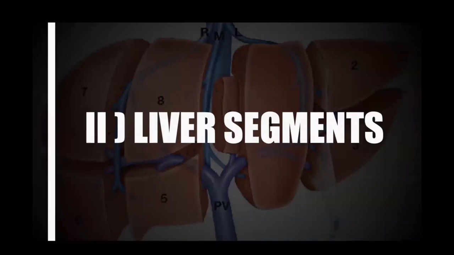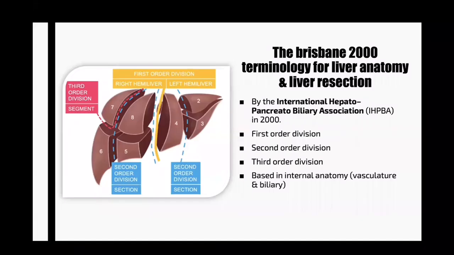Moving to the internal anatomy of the liver, which is the basis of the dividing system of the liver. Over the years, there have been many classifications and dividing systems of the liver. All were based on the internal anatomy of the liver, especially on different structures such as hepatic vein, portal vein, and arterial biliary tree. The most recent and universal dividing system was proposed by the International Hepatopancreatobiliary Association in the year 2000. They said that the liver is divided into 3 divisions, the first, second, and third division, based on the internal anatomy of the vessels and the biliary tree.